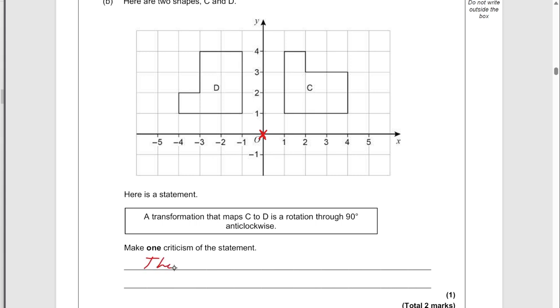So one criticism: the center of rotation is missing. Okay, and question 3.